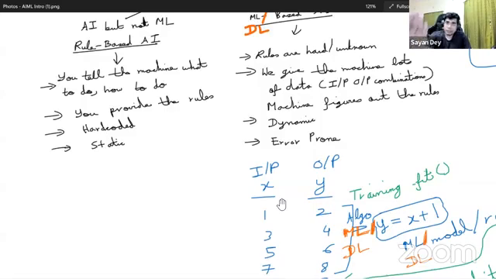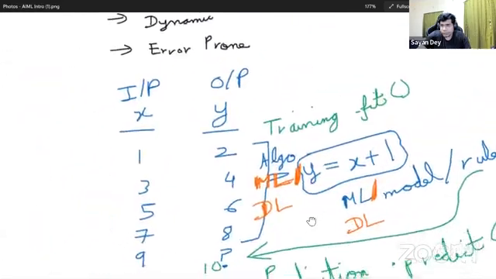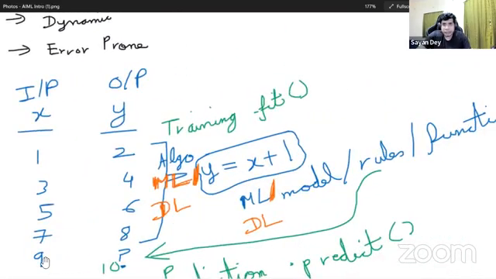I leave it to the machine to use some algorithm to study those patterns and build a mathematical model, which is what we are looking at right now, y equal to x plus 1. That is the machine learning model that it has created. And now, given a new value of x, using that mathematical model, the machine will try to predict the value of y. That's the crux of what we are trying to do in machine learning generally.